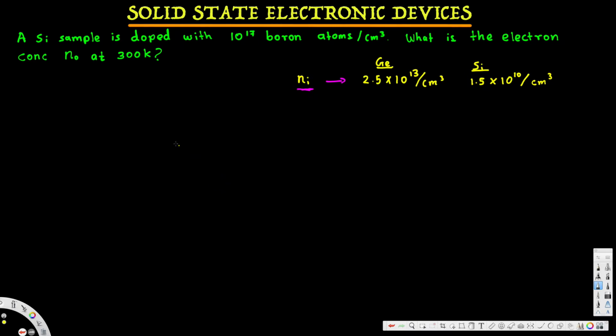What's going on, guys? Let's look at this problem right here. This question is asking: a silicon sample is doped with 10^17 boron atoms per centimeter cubed. What is the electron concentration n0 at 300 Kelvin?